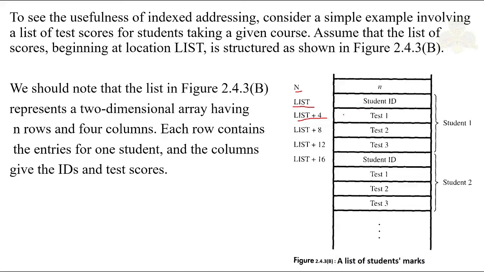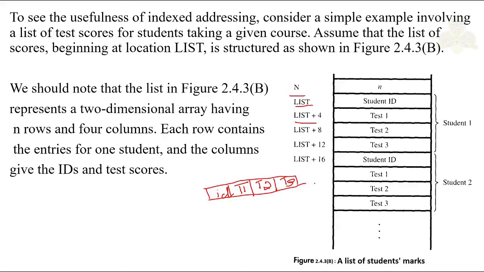Now we should note that this figure represents a two-dimensional array having a single row and 4 columns. A row having 4 columns, wherein the first column has the student ID, the second column has test 1 marks, the third one has test 2 marks and the fourth one has test 3 marks.